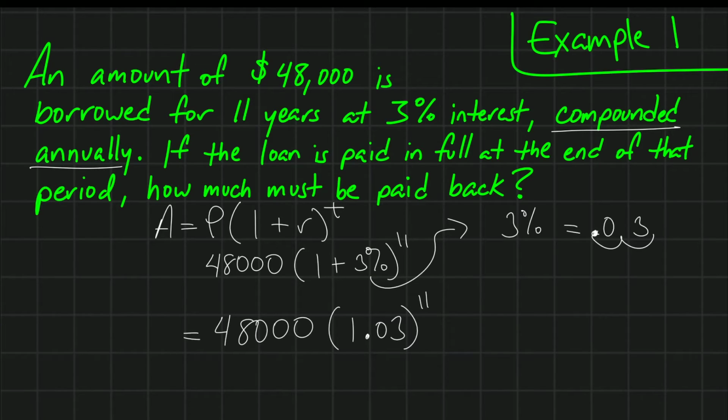So we plug all of that into our calculator, and we're going to get 66,443.22... And if we round this to the nearest dollar, that's going to be approximately $66,443.